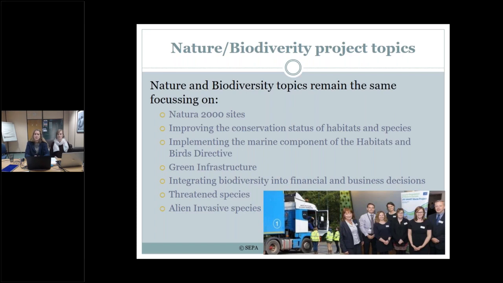Under LIFE biodiversity, applications are encouraged who are addressing green infrastructure or projects that integrate biodiversity into financial and business decisions. Projects which are targeting threatened species or habitats that are not included in the annexes of the Habitats or Birds Directive and have the status of endangered or worse in the European Species and or Habitats Red Lists or the IUCN Red List will also be considered under LIFE biodiversity.